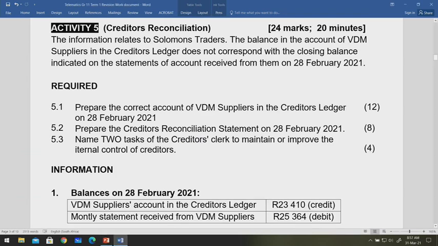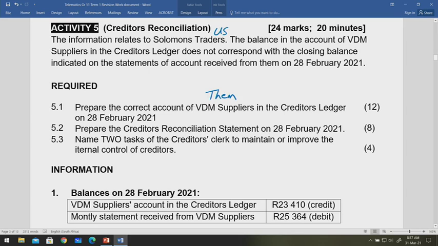Activity 5 says that the information relates to Solomon traders. The important thing, who are we and who are they? We are Solomon's traders. So whenever we see Solomon's, we know this is us. And wherever we see VDM suppliers, we know this is them.